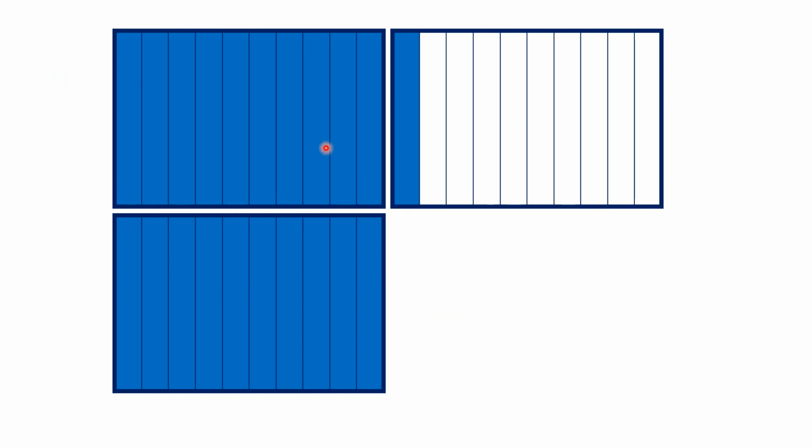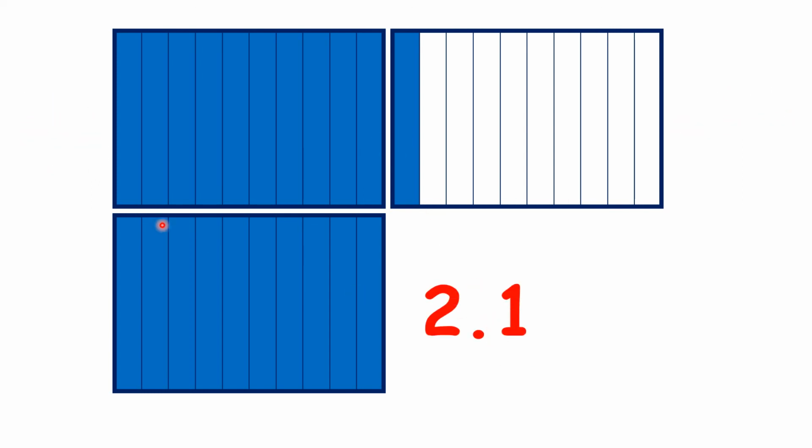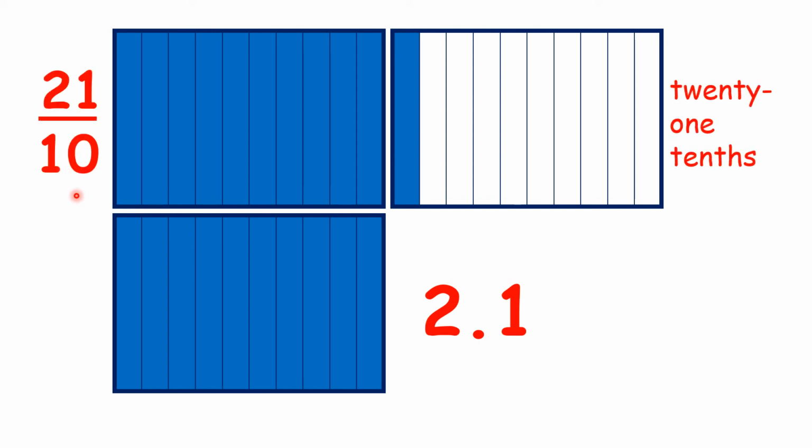And finally here we have 2 and 1 tenth, so 2.1, and as an improper fraction we have 21 tenths.